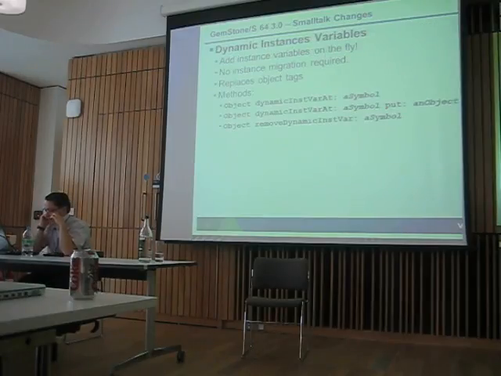Gemstone 64 has dynamic instvars, so you can add instvars to an instance. This replaces the object tags we used to have in Gemstone version 2 and prior. So you can do this without any instance migration and so on, but it's only on a per instance basis.